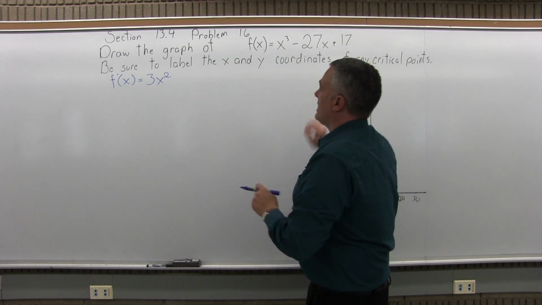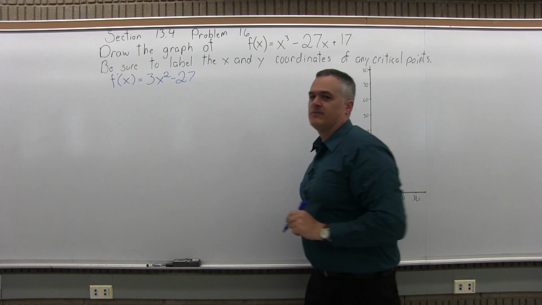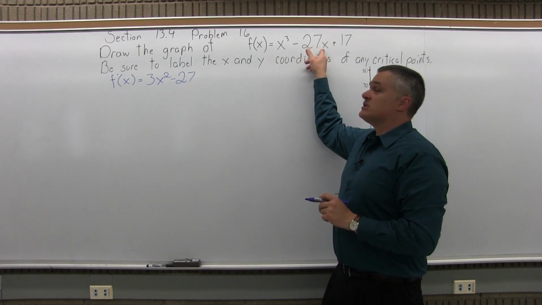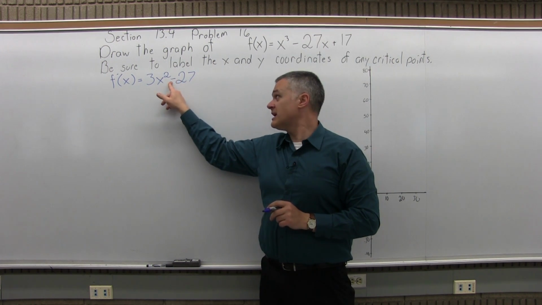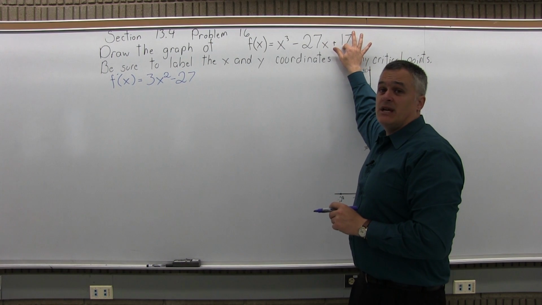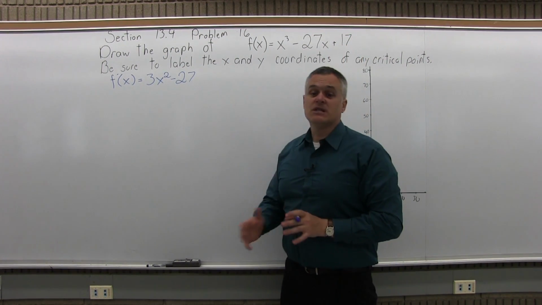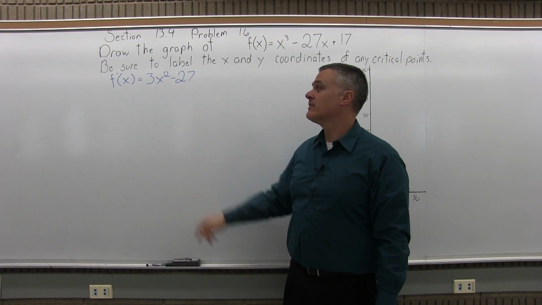The next piece, minus 27x, will give me a minus 27. Again, when you have something with just an x to the first power, its derivative is whatever the number in front is, including the sign. Pay attention to the sign, minus 27. The 17 on the end has no x with it, so its derivative is 0. So my f prime of x is simply 3x squared minus 27.